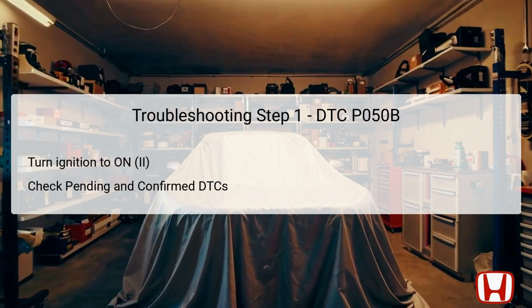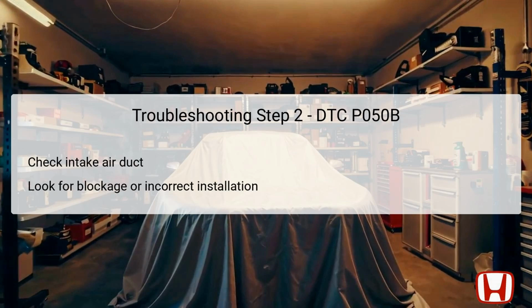A pending DTC indicates an issue that might be present intermittently, whereas a confirmed DTC signifies a persistent fault. The presence of any additional DTCs aside from P050B is critical. If other codes are indicated, they must be addressed first, as they may point to related issues affecting the ignition timing system. If no other DTCs are present, proceed to the next troubleshooting step.